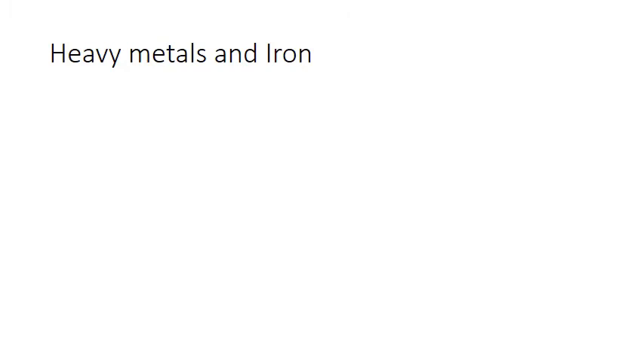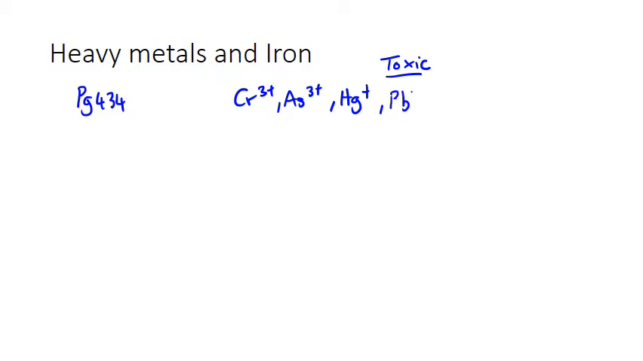Now, you could very well be asked about a heavy metal, and this is page 434. So heavy metals, things like chromium, arsenic, mercury, very, very toxic to humans and wildlife. You don't want these in the water at all. We'll put lead there too because it's a heavy metal too.